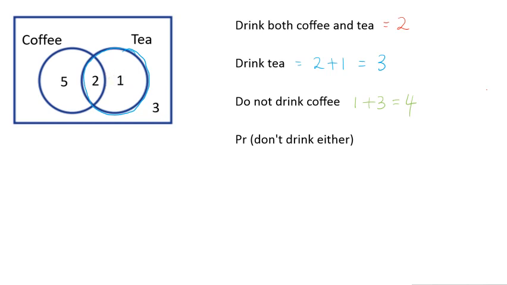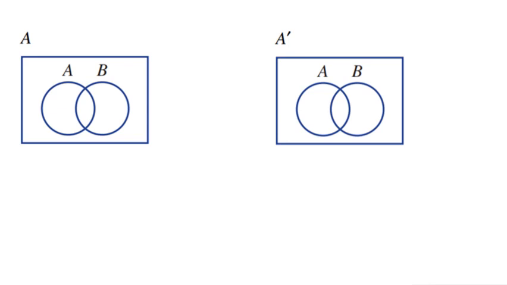And the last one, the probability don't drink either. So there's the 3 that don't drink either. And altogether there were 11 people surveyed. So 3 out of 11. You're going to need to copy the next 6 Venn diagrams into your book. I'm going to run through what each of them mean and the areas they represent.